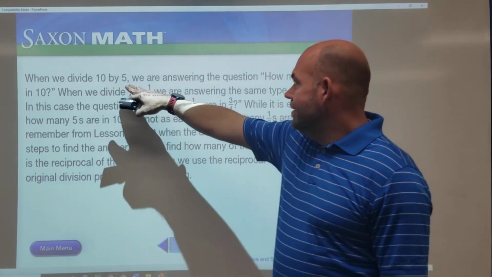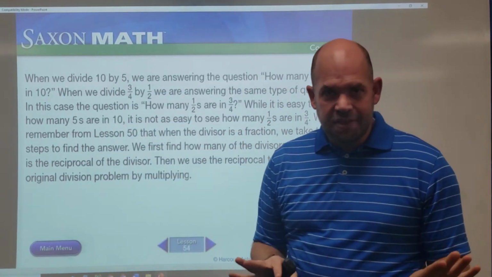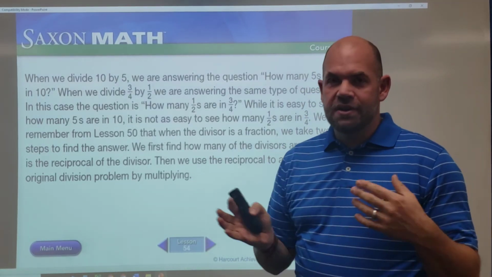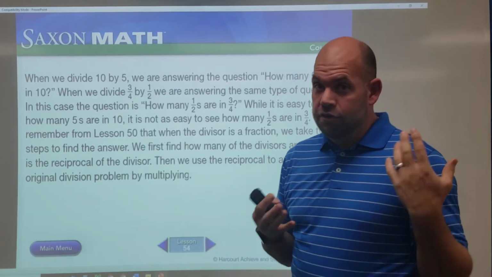So when we divide 10 by 5, we're answering the question, how many 5s are in 10? You might have to think about that. So 10 divided by 5, we're just saying how many 5s are in 10? Now we know 10 divided by 5 is 2, so how many 5s are in 10? 2 5s are in 10.